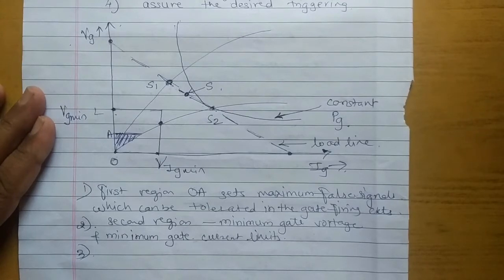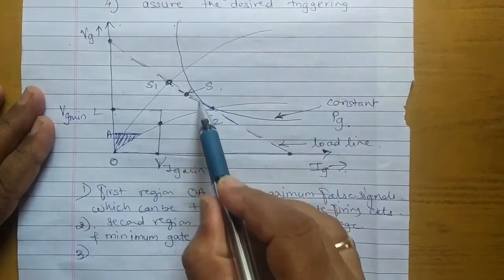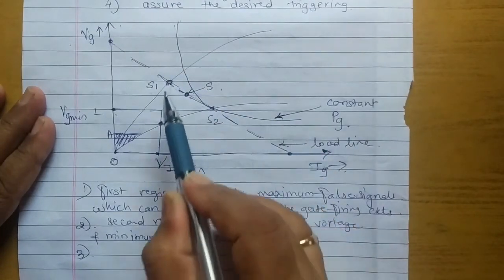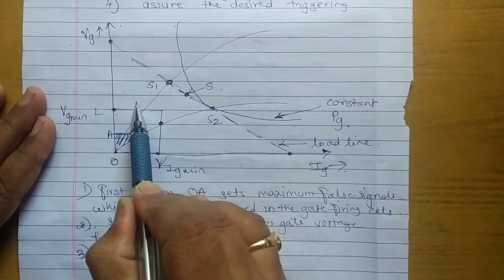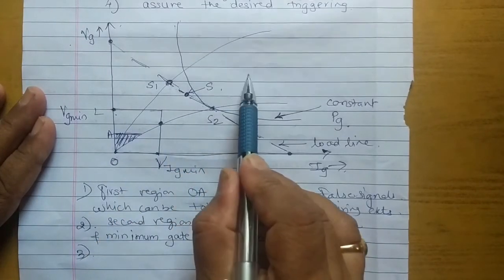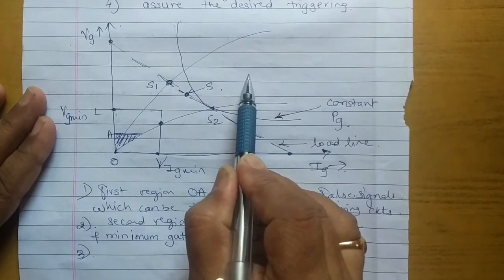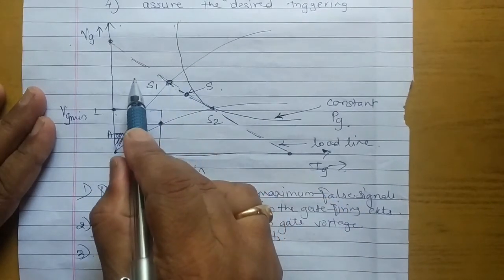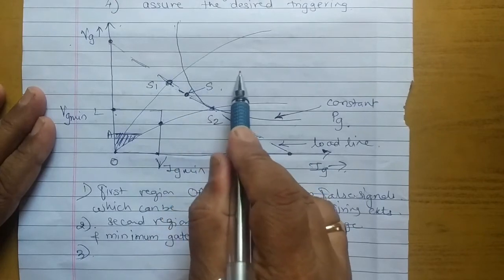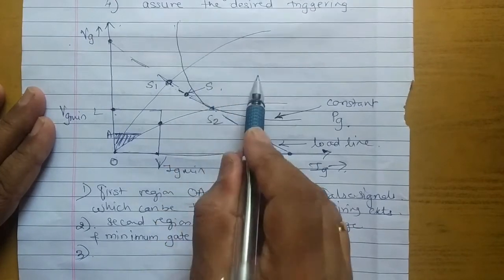Now in this region, the left part is adequate for firing. It means that this is the curve, right? To the left of this, the firing is adequate, meaning smooth. And to the right part of this particular curve, the firing signals are hard. It means here soft turn on will be there and here hard turn on is there. Hard means fast turn on.